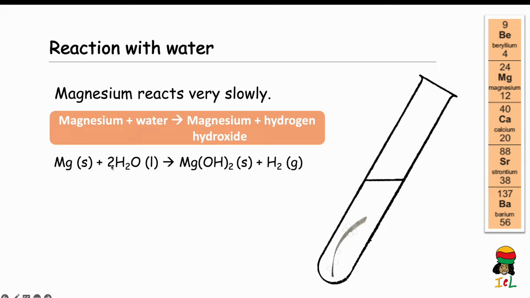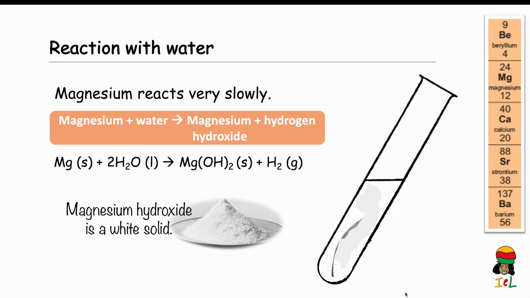Then finally, on the left, there are 2 oxygen atoms. And on the right, there are also 2 oxygen atoms. As the reaction proceeds, we'll notice the formation of the white precipitate of magnesium hydroxide, and at the end of the reaction, the mixture is filtered and the precipitate collected and dried, giving a white powdery solid sample of magnesium hydroxide.